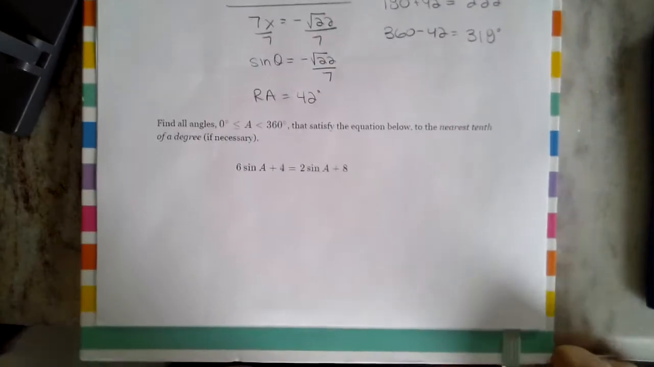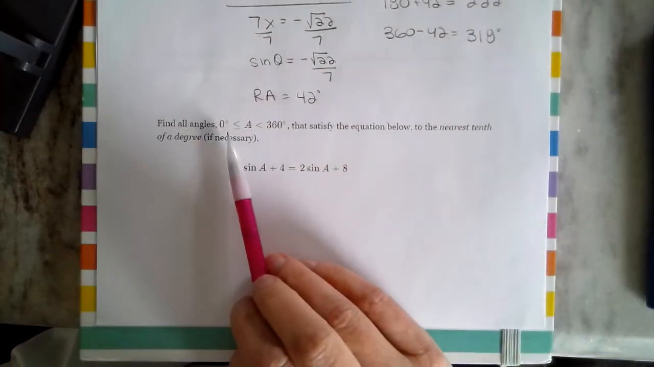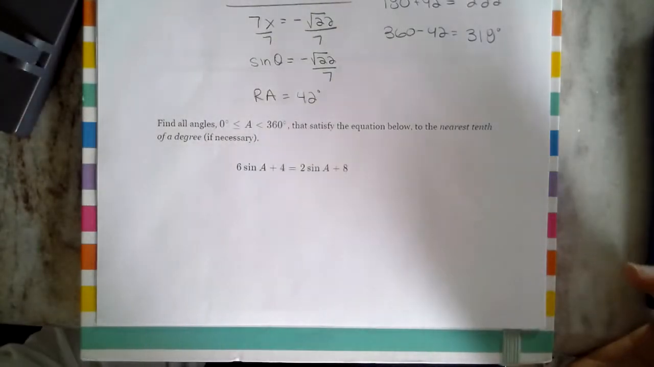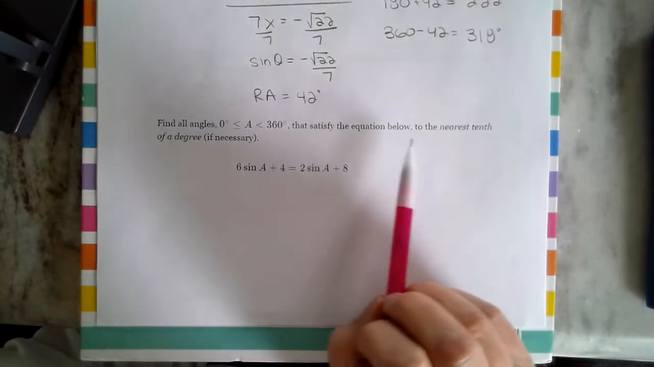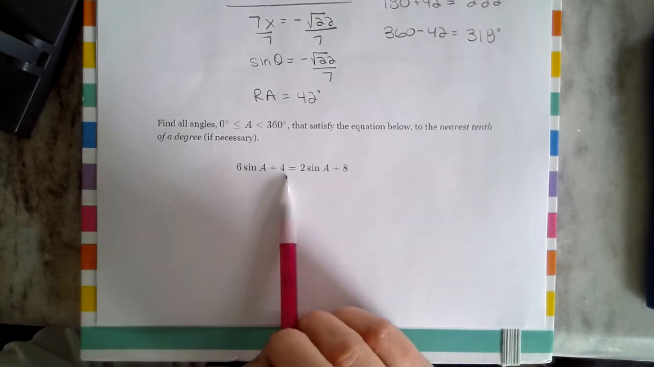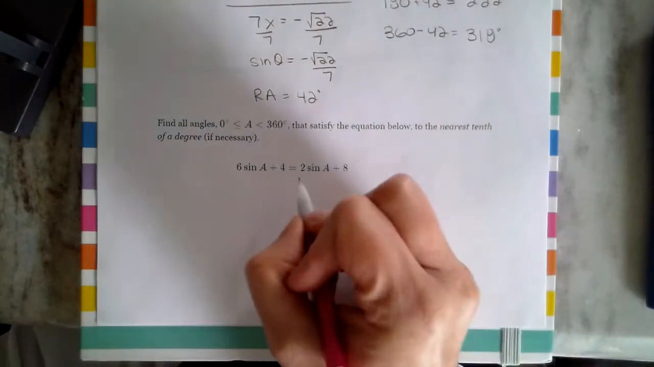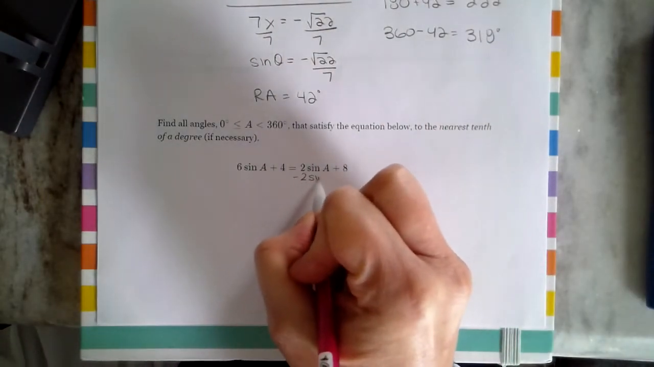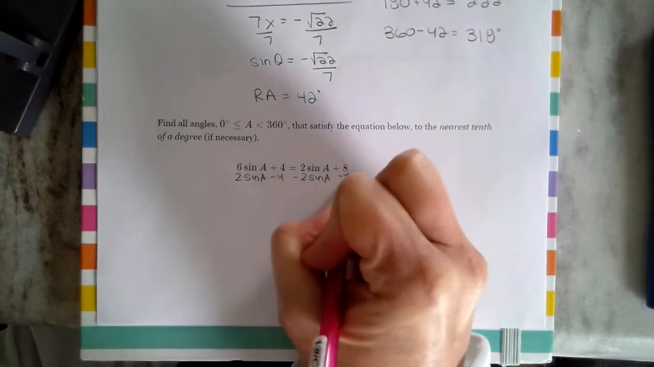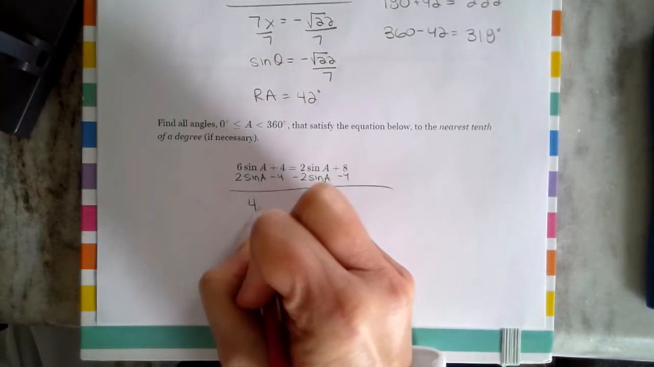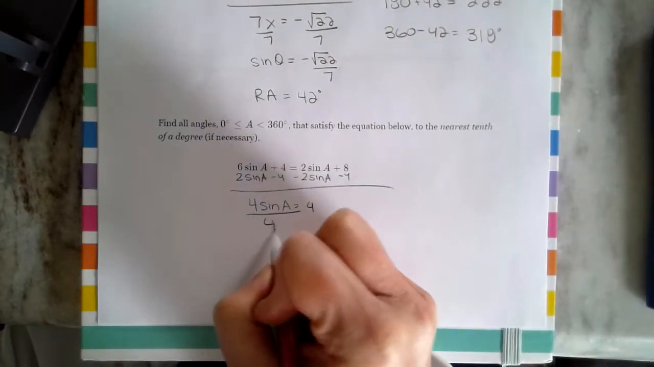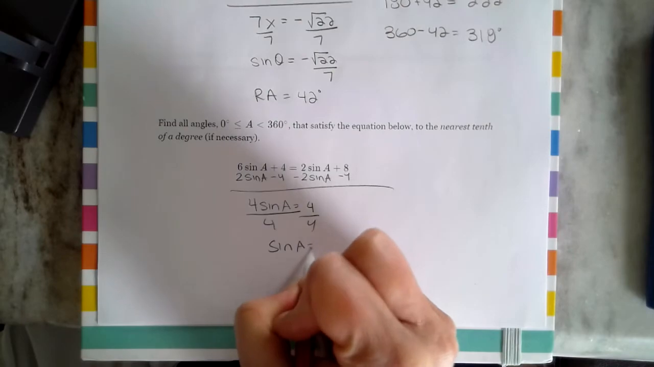Find all angles between 0 and 360. Again, it just has to be within those parameters that satisfy the equation below to the nearest tenth of a degree, if necessary. Okay, so you have sine of A plus 4 equals 2 sine of A plus 8. So again, you're going to solve this like you would solve an equation. So the like term is this guy. All right, so now I'm going to get 4 sine A equals 4. Divide by 4, so I'm going to get sine of A equals 1.